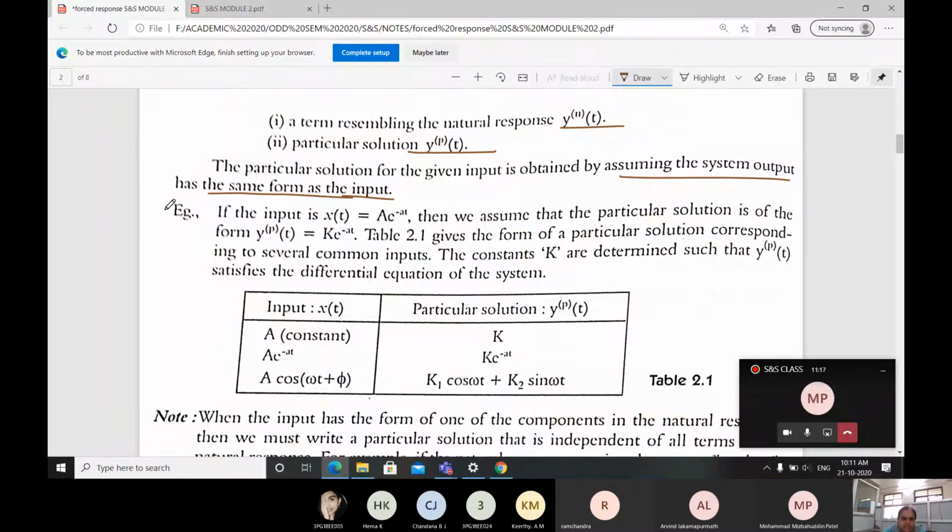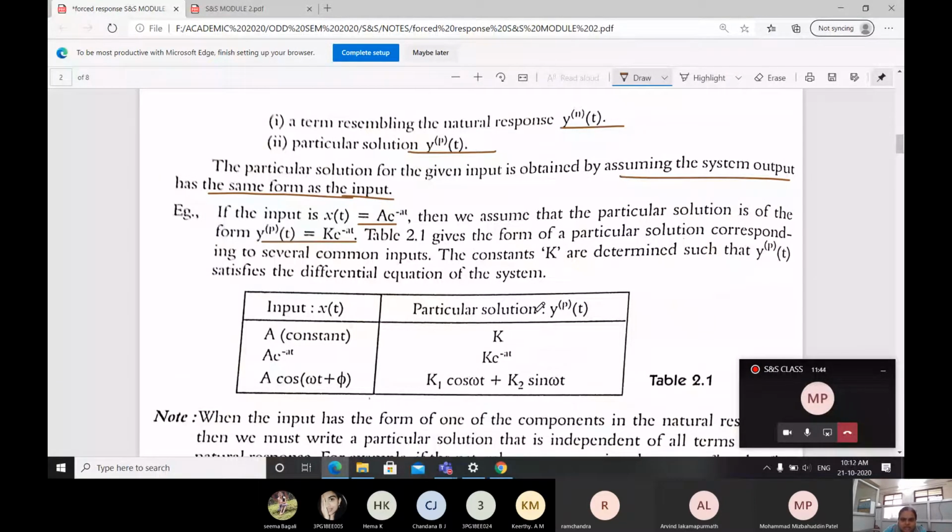An example is given here of how we have to take that value. If the input x of t is equal to a into e raised to minus at, then we have to assume that the particular solution is of the form yp of t equals k into e raised to minus at.